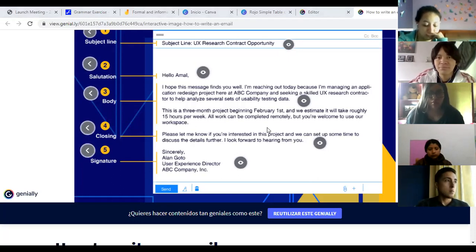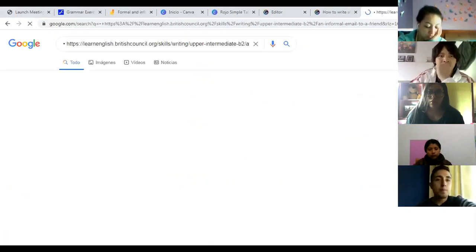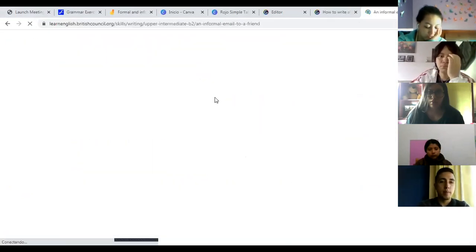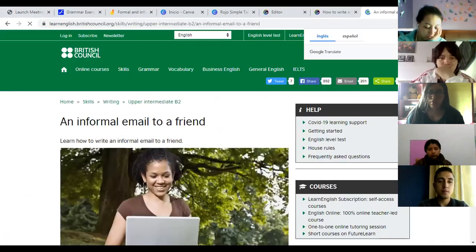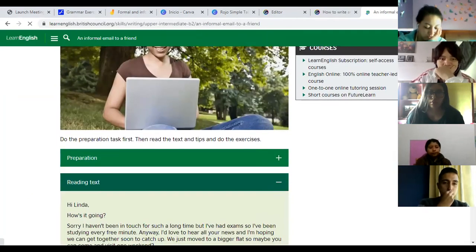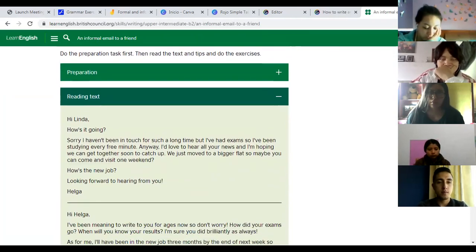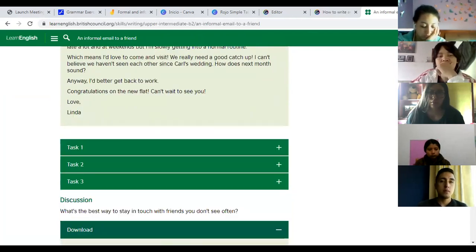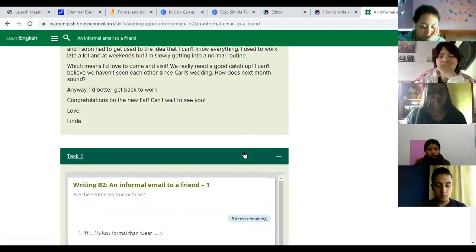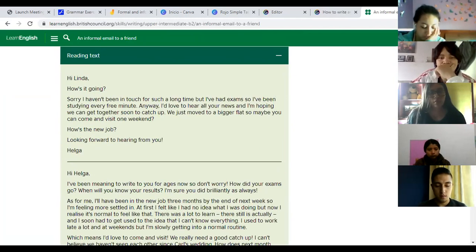Later we will do an example with this, but now we are going to complete an exercise from an interesting page, which is from the British Council, and it's useful to practice all of our skills because it has different skills to prepare. So here we are. Here we have some examples and then some tasks to complete. Okay, so let's read very fast.